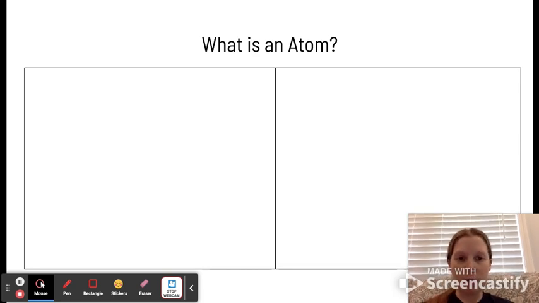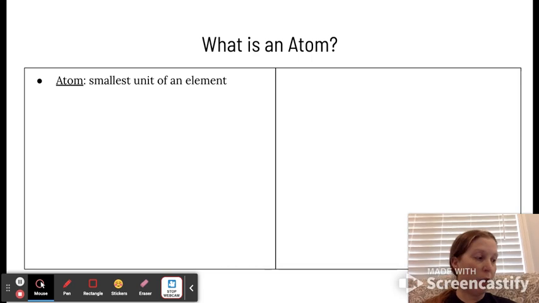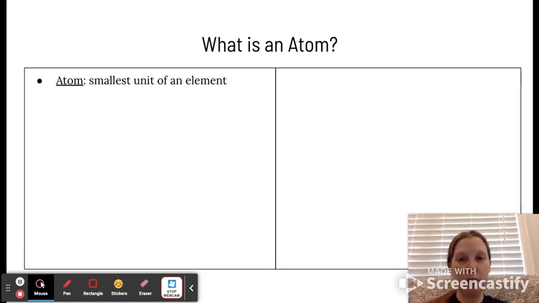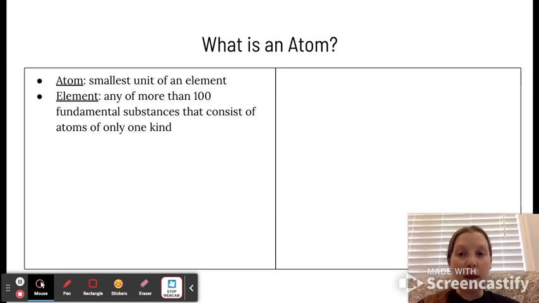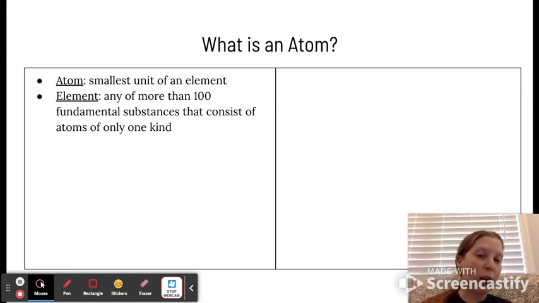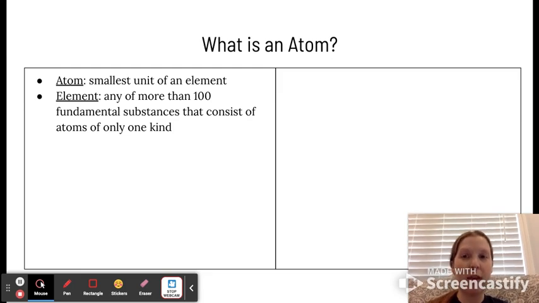So first off, let's start with what an atom is. An atom is defined as the smallest unit of an element. So this is the smallest unit that will retain its identity within some sort of chemical reaction. And an element is any of over 100 fundamental substances that consist of atoms of only one kind. So these are the substances you see on the periodic table.